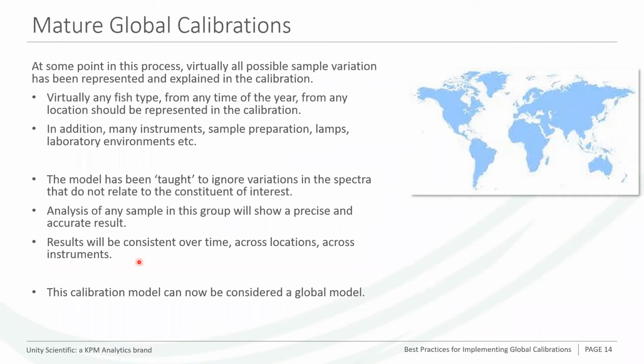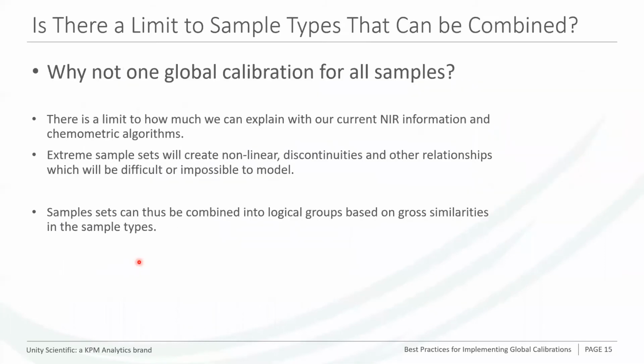So this has been going on for a while in this technology, and I've had several people ask me, well, is there a limit to the sample types that can be combined into one calibration? In fact, a while ago, 20, 25 years ago, there was speculation, could we end up with one global calibration for all samples?